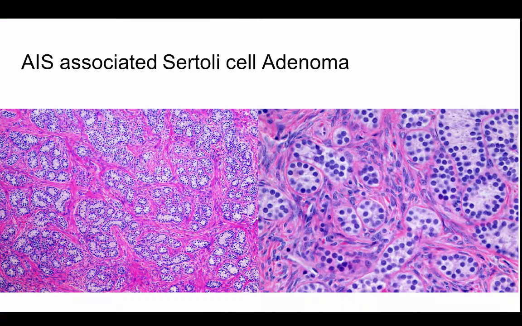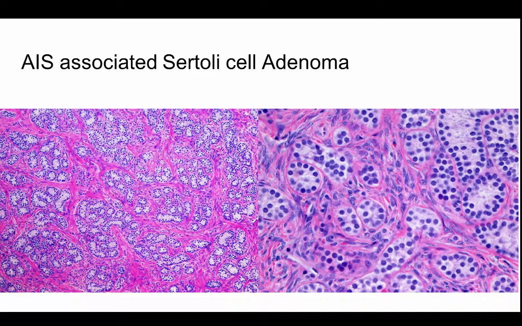Next, androgen insensitivity syndrome, a syndrome where you lack a functional androgen receptor. So it's usually a genotypic male with a female phenotype. In that syndrome, they frequently, in 25% or more of cases, will have some degree of Sertoli cell hyperplasia or Sertoli cell adenomas, which is characterized by tubules of Sertoli cells only, without germ cells. And if it forms a nodule, it's an adenoma.